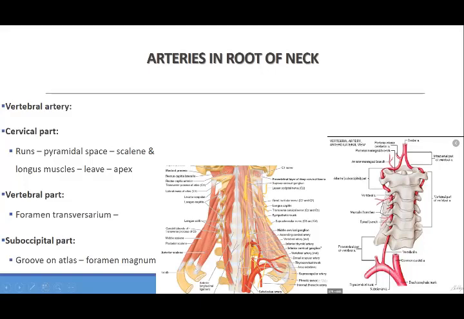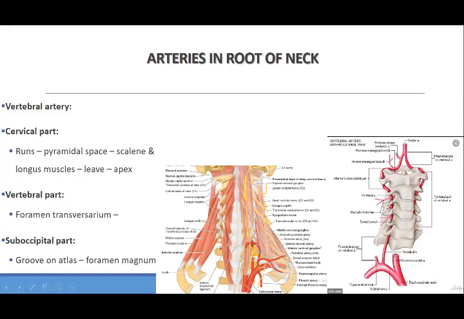So there is this triangular or pyramidal area formed between the medial border of the scalenus anterior and between the longus colli and longus capitis. So this space formed between the scalenus anterior, longus colli, and longus capitis, and obviously the first rib.